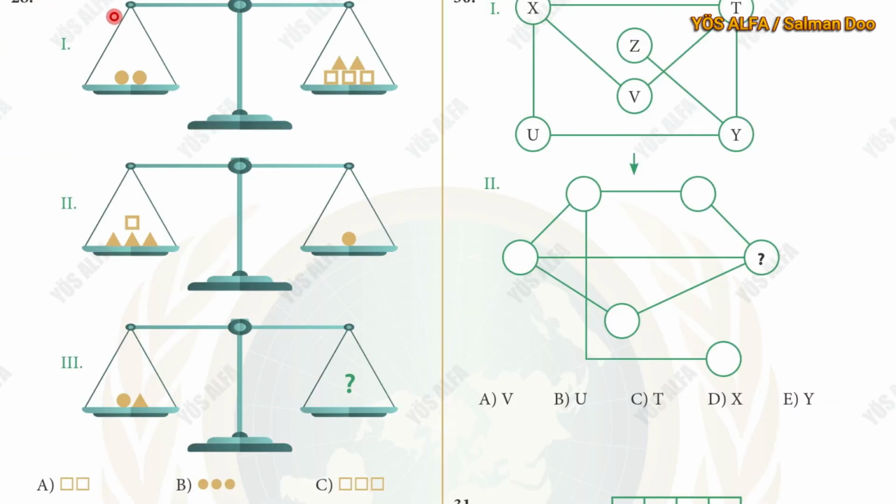28. Let's sum up the first two balances. So the two triangles from the left cancel out with the 2 from the right. The 1 circle from the left and the 1 from the right cancel out each other, and 1 square from the left, 1 square from the right. So what's left on the left hand side is a circle and a triangle, and on the right hand side we have 2 squares left. So the answer is A.